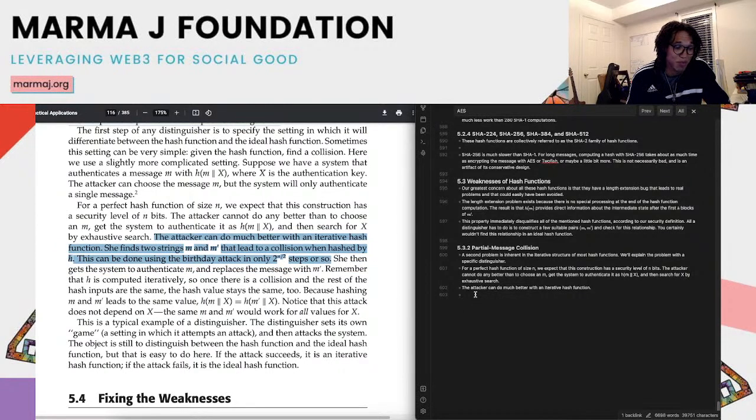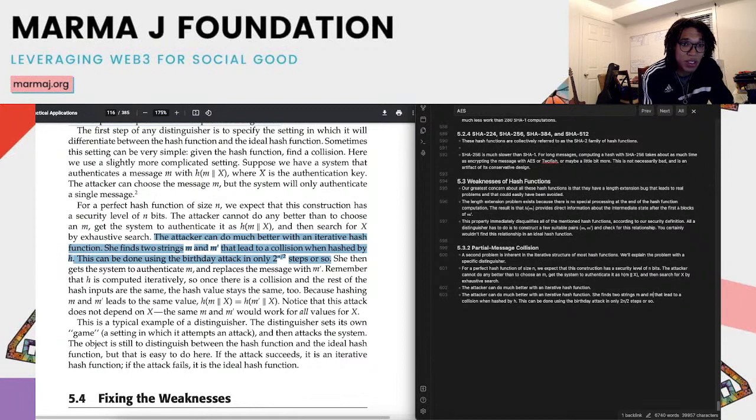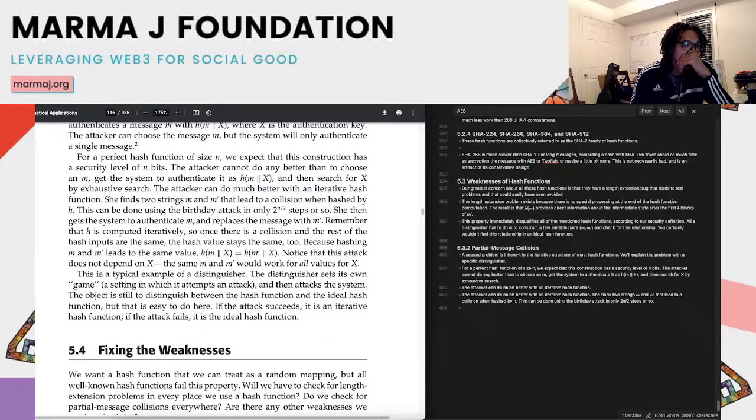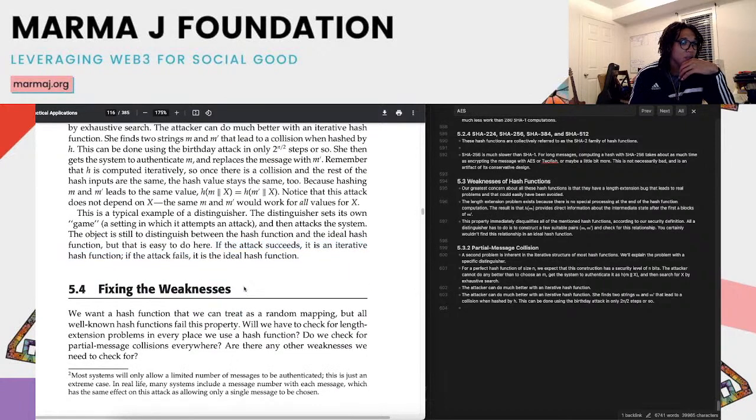Let's just keep it simple and move on. I just, again, wanted to make sure I got M prime in there. If the attack succeeds, it's iterative. If the attack fails, it's ideal. Which is a distinguisher, but I guess it also shows you how you would know that there's an ideal. But yeah, that's just... Anyways.